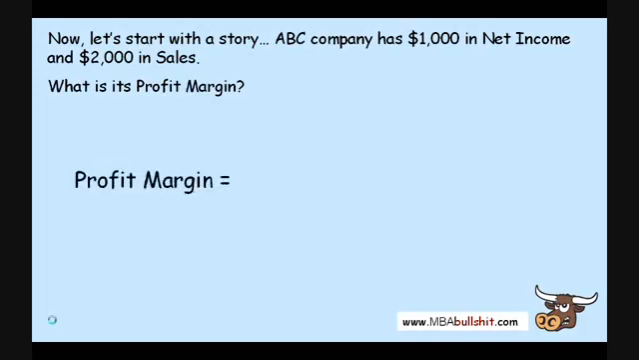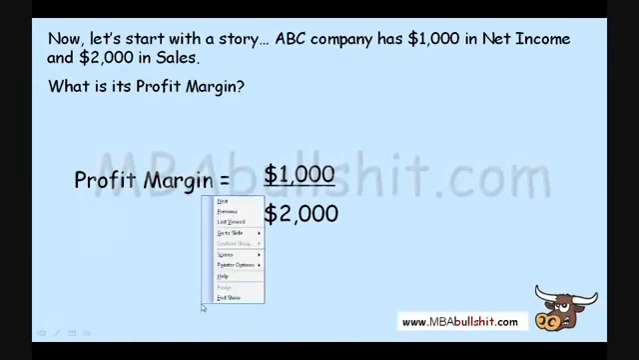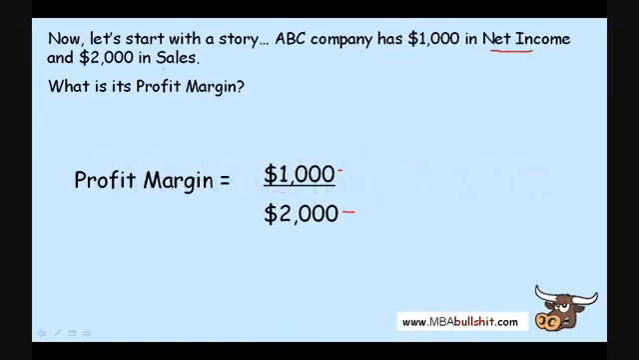It's very simple. When it comes to financial ratios, the actual ratio is very simple. What's more important is what the ratio tells you. So the computation is simply 1,000 divided by 2,000. Where did we get this 1,000? It's the net income. Where did we get the 2,000? It is the sales. And we divide that by each other, and we find that we have a profit margin of 0.5 or 50%, which is quite high, I think.